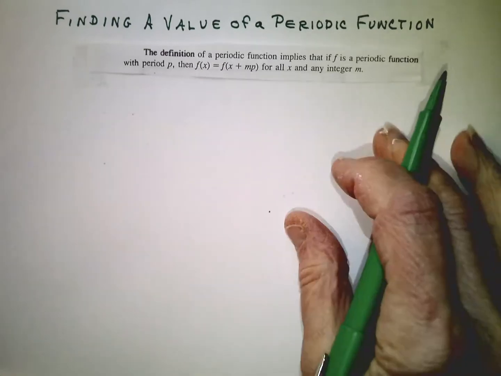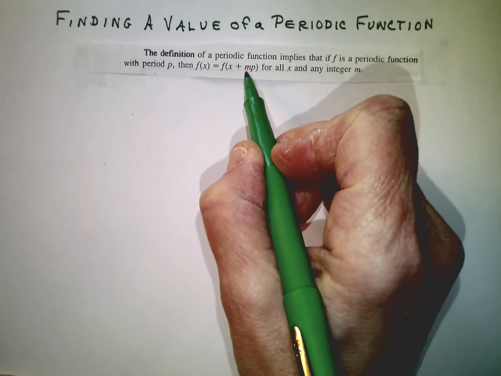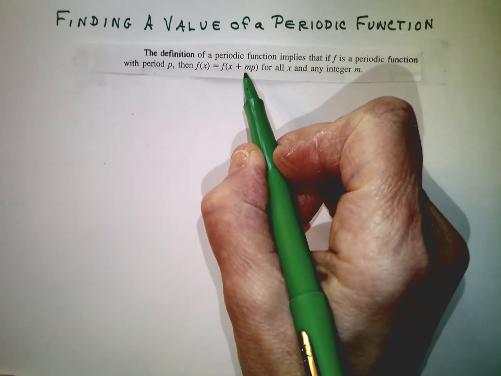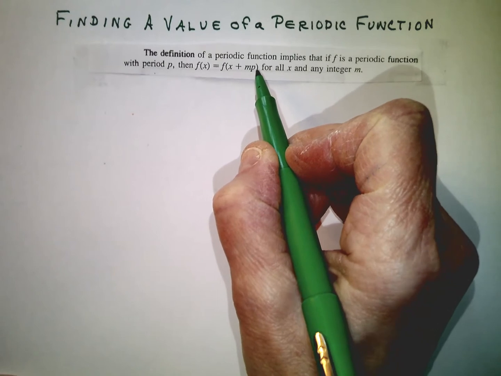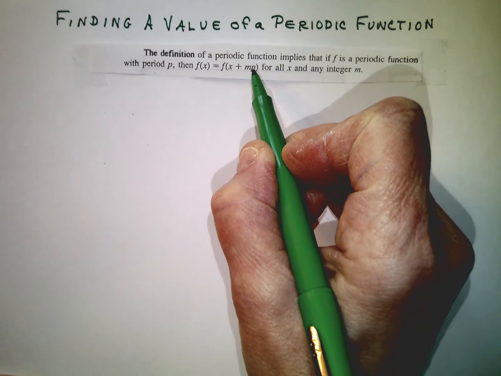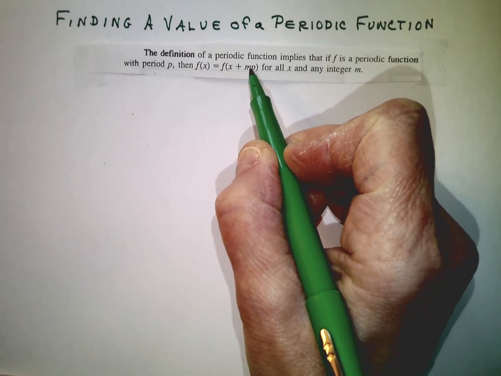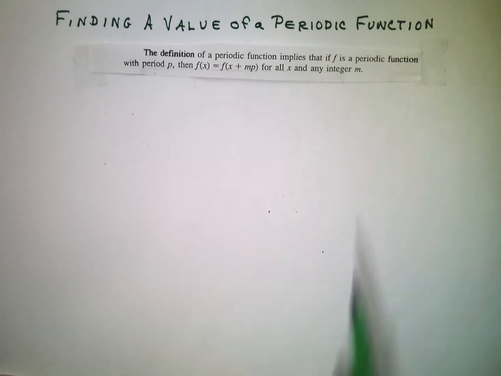We have this lovely definition. M is supposed to stand for the number of complete cycles. P is the period. And every time you do a complete cycle, it's like you come back to the beginning of the graph again, back at f of 0.